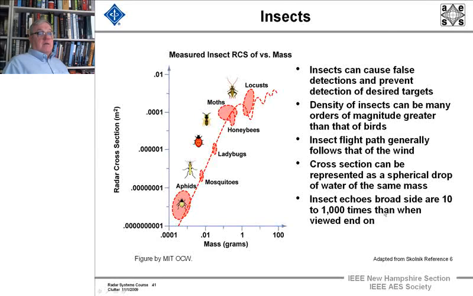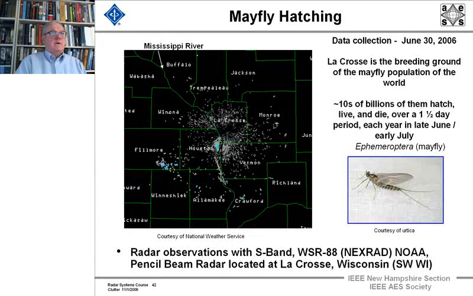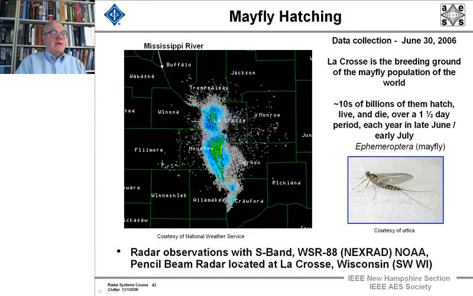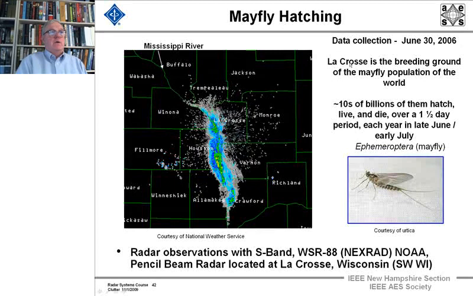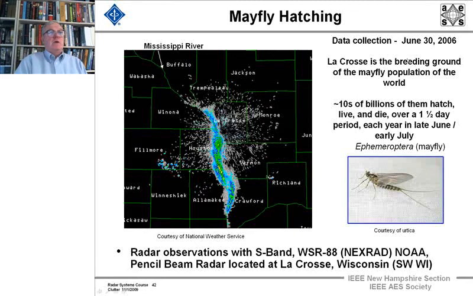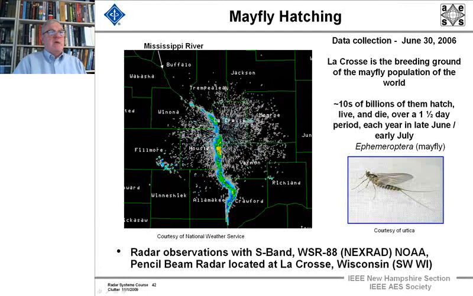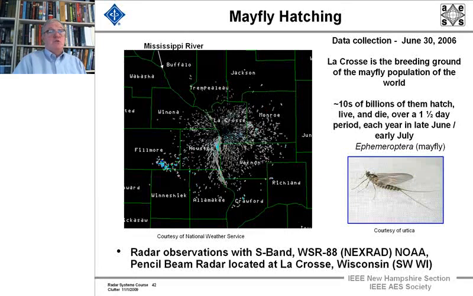Now, here's an interesting time-compressed display using the WSR-88 at La Crosse, Wisconsin, of an insect hatching and breeding in that area. La Crosse, Wisconsin, along the Mississippi River, is the breeding ground of the mayfly population of the world. Tens of billions of them hatch, live and die over a day and a half period each year in late June and early July.